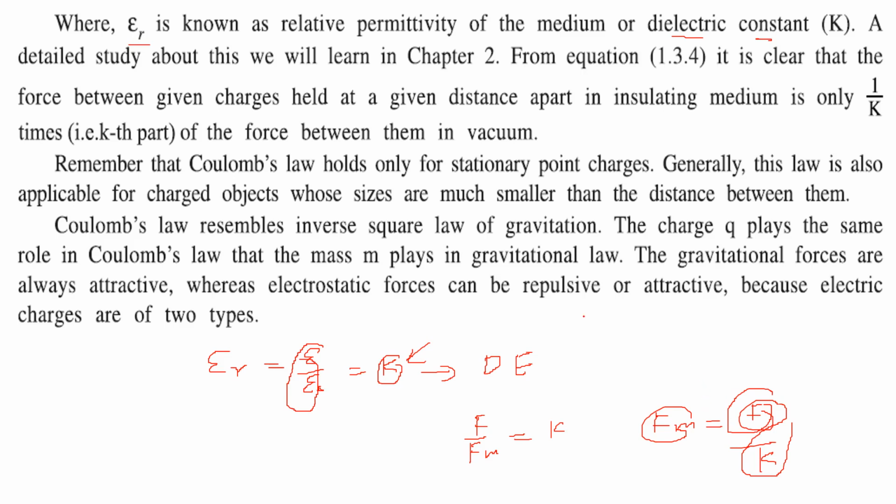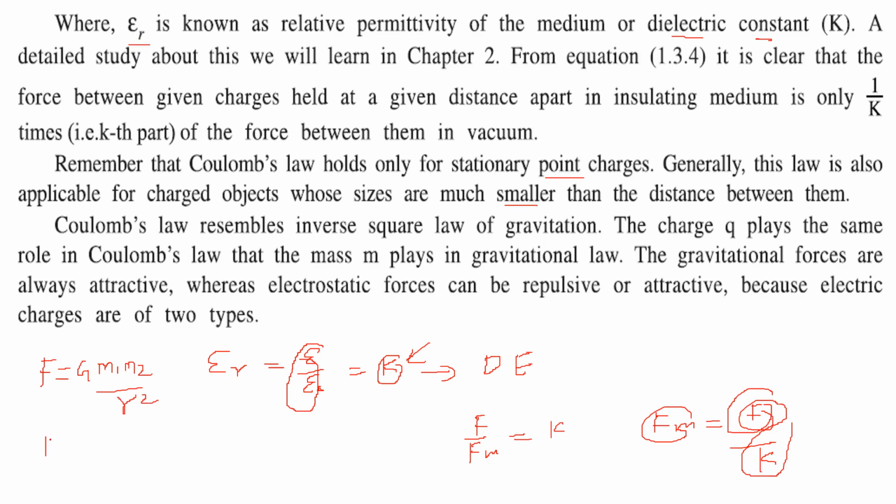So we have to remember that Coulomb law holds only for stationary point objects. This law is also applicable for charged objects whose sizes are much smaller than the distance between them. And Coulomb law resembles the inverse square law of gravitation. The charge Q plays the same role as the mass plays in gravitational force. Let me write it again: F equal to G M1 M2 by R square. This is the gravitational force.